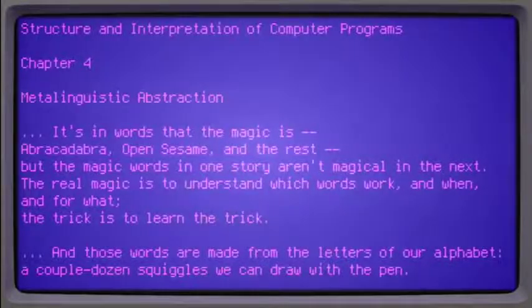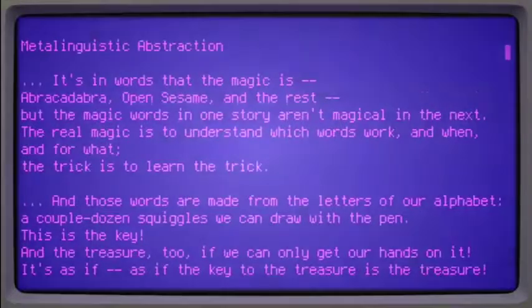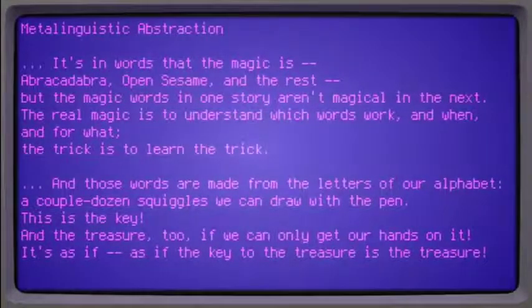Abracadabra, open sesame, and the rest. But the magic words in one story aren't magical in the next. The real magic is to understand which words work, and when, and for what. The trick is to learn the trick.